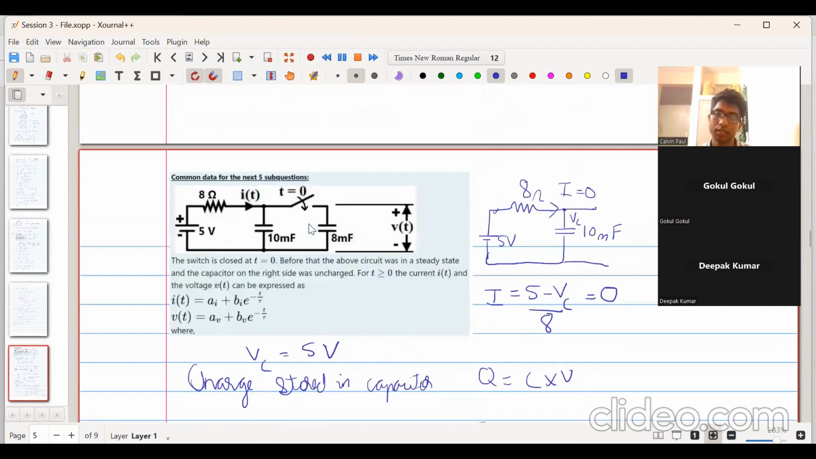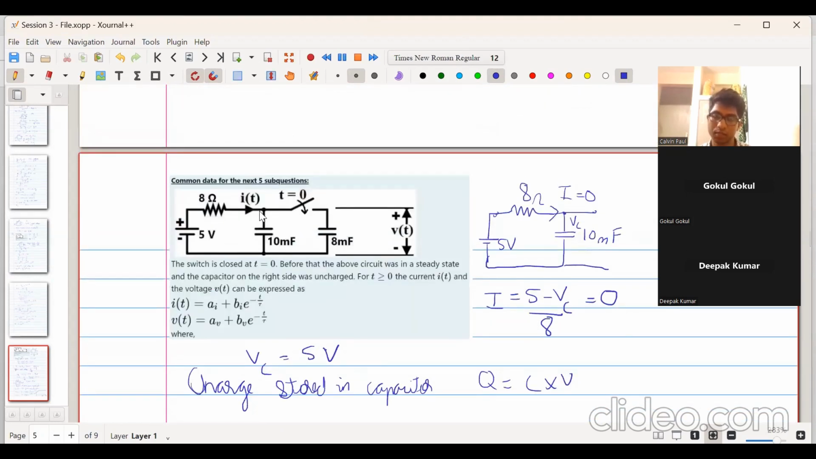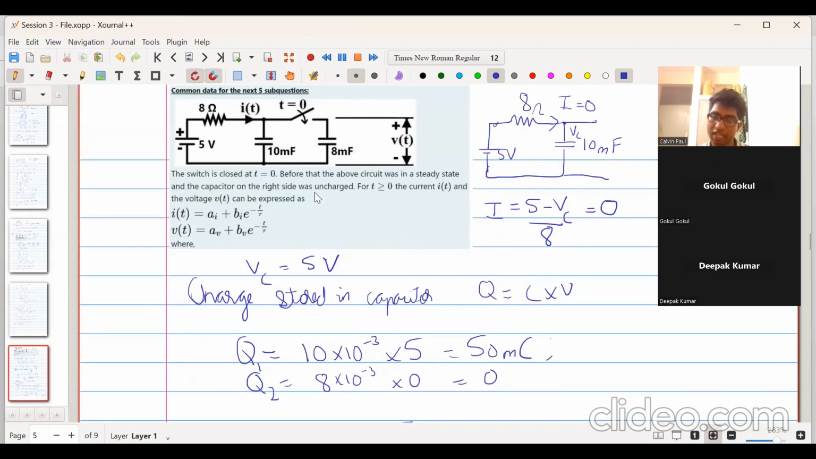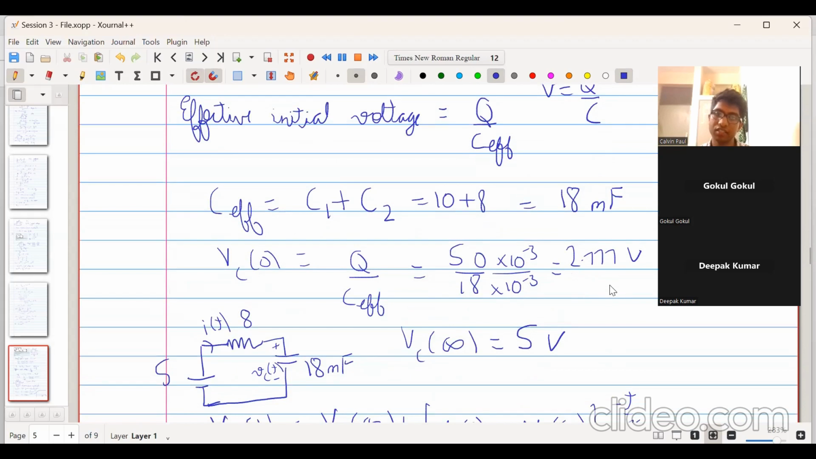Initially this capacitor was charged to 5 volt and the other was charged to 0 volt. When we close the switch, immediately due to charge balance, it has to balance the charge as well as maintain the voltages across the capacitors to be the same. So at the instant we close the switch, the charges in the capacitors get redistributed, and the initial voltage at time t equal to 0 we calculated to be 2.777 volt, the initial voltage across the capacitor.